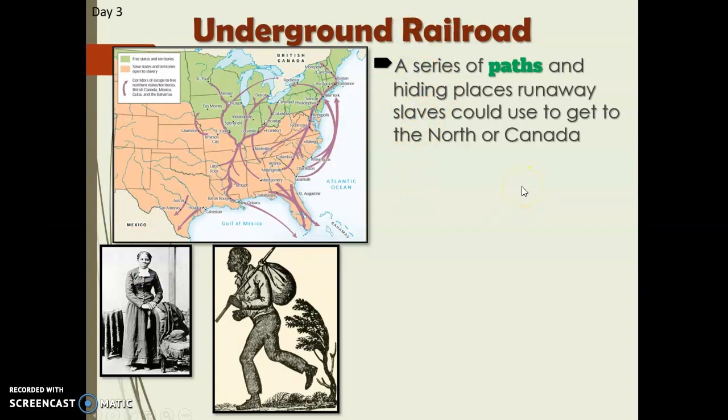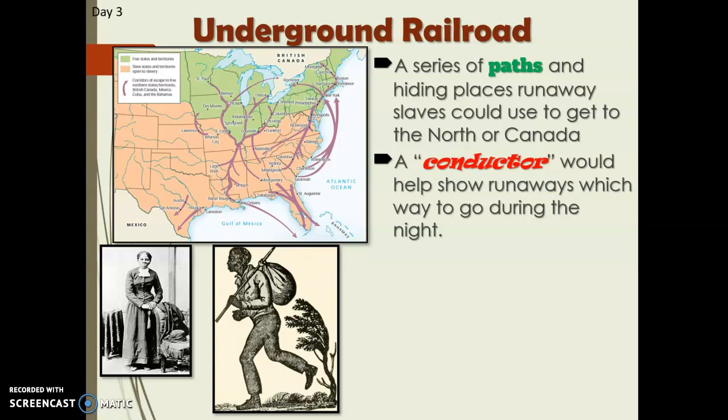Another thing is that the Underground Railroad wasn't an actual railroad, if that's what you're thinking. It's not. It was just code, so that the plantation owners and the other people down south would be looking for a railroad or somebody like that, when it was just a path from point A to point B.